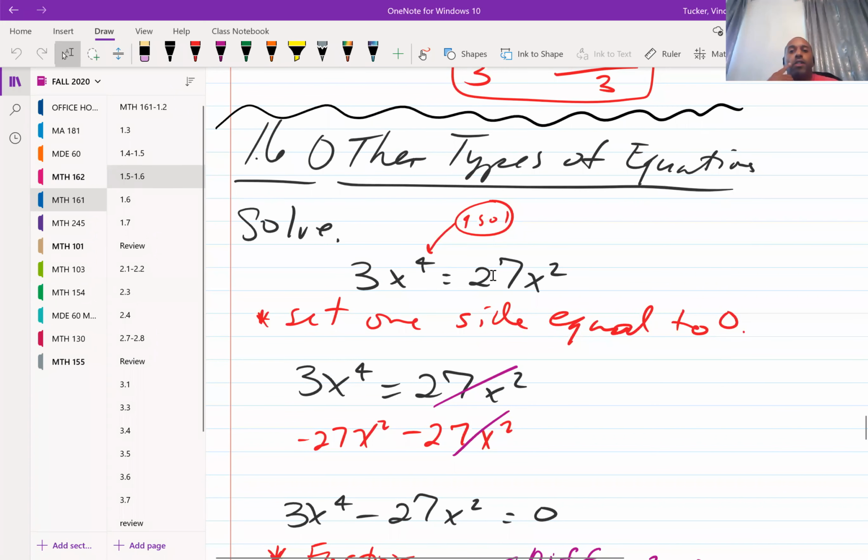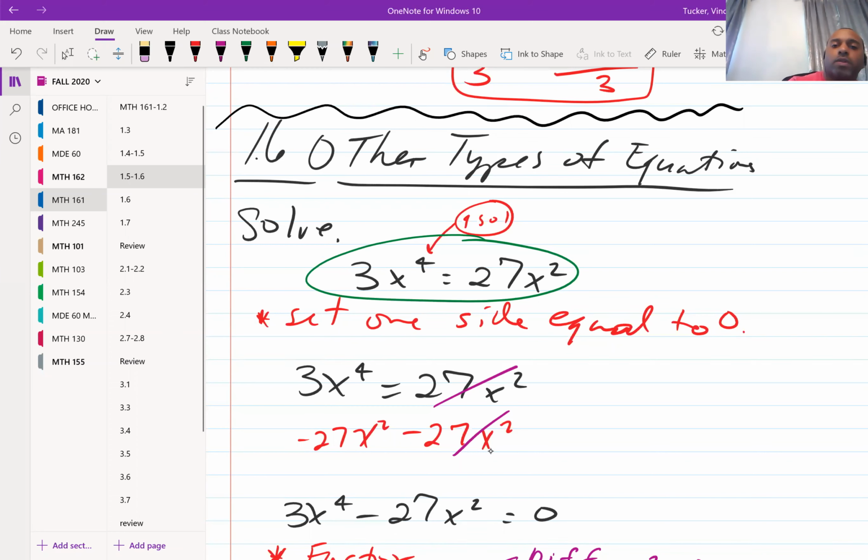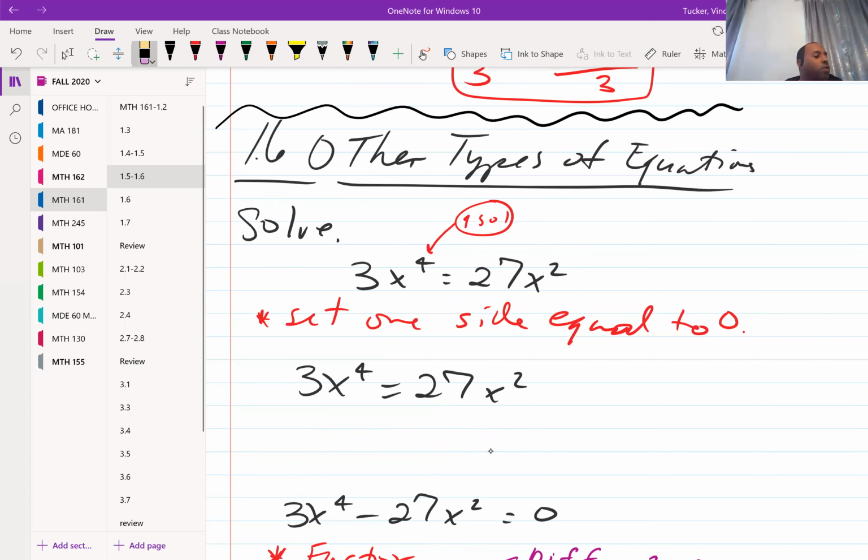All right, so 1.6 is entitled Other Types of Equations. So our first equation today is going to be 3x to the fourth equal to 27x squared. Our highest exponent, or the degree of our equation, is 4. So we're looking to get 4 solutions.